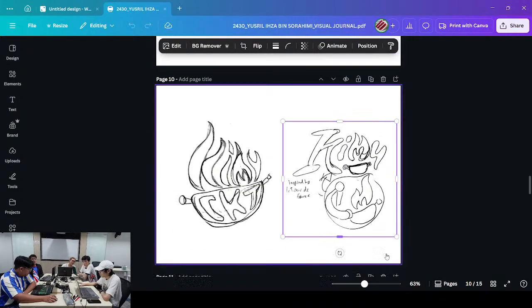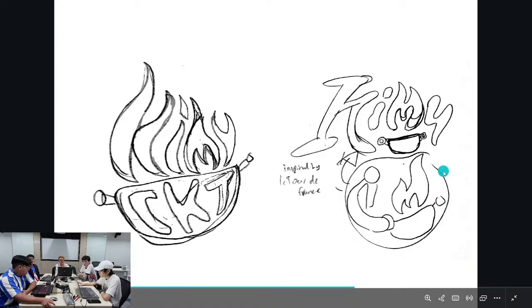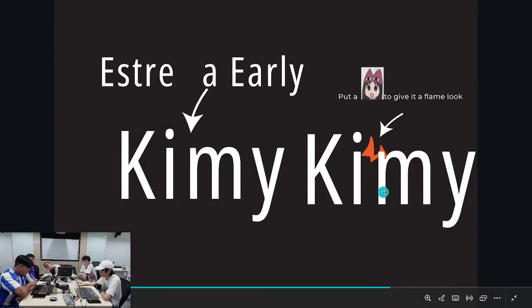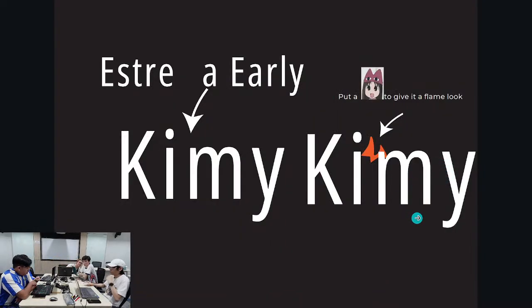Okay, moving on. So this is Page 11, the typeface that I chose called Estrella early. And the fire on top of the letter M idea actually comes from an old anime. I think you guys have seen it. I'm not an anime boy. Well, it's good. Sometimes you just need a different perspective to feel something new. But it works.